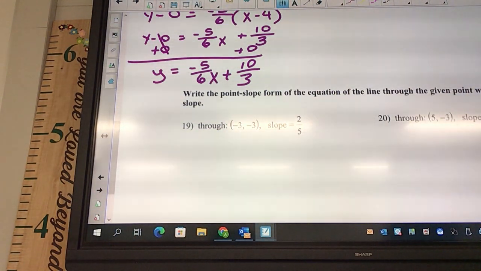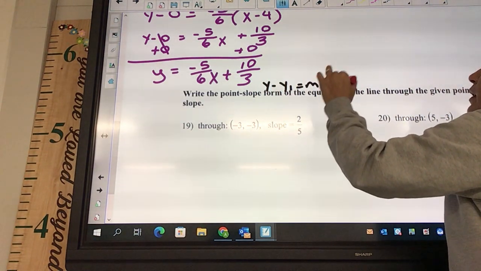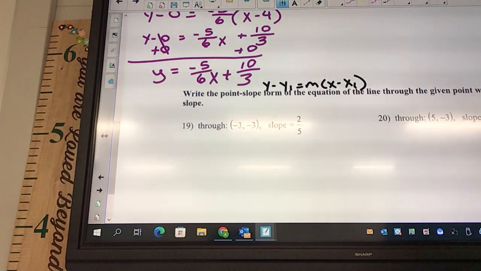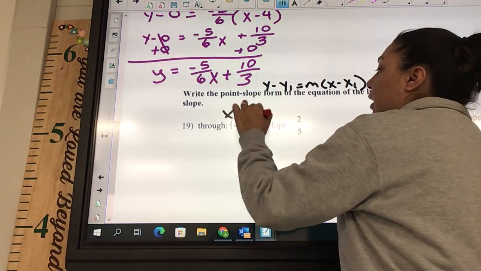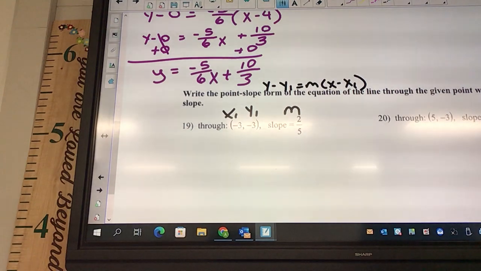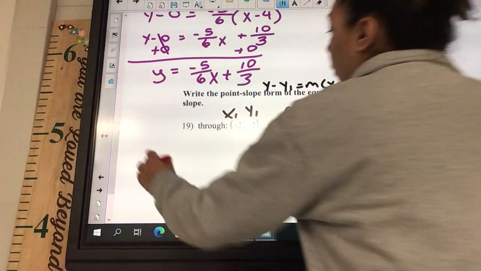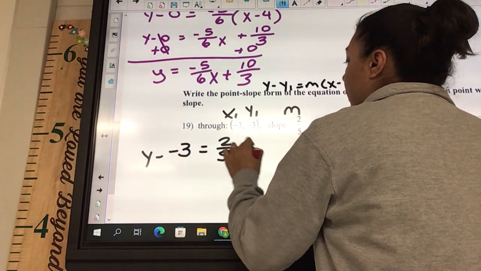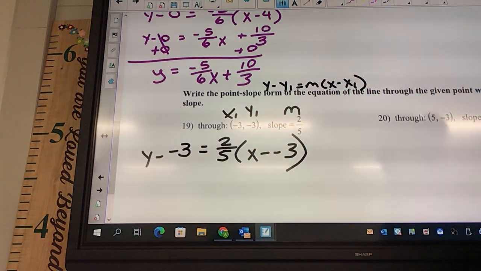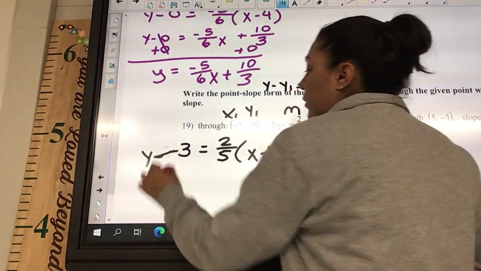Okay, 19 says write the point slope form. So we got y minus y1 equals m, x minus x1. Okay, and then we can go through and label x1, y1, and our m. Do we have enough stuff to just plug it in? Yeah, we do. Okay, so we got y minus negative 3 equals 2 over 5, x minus negative 3. Okay, and we turn these minuses into a plus.